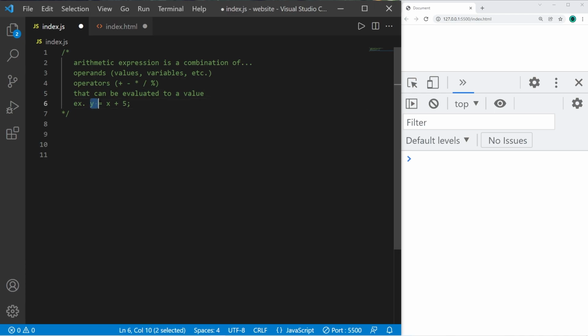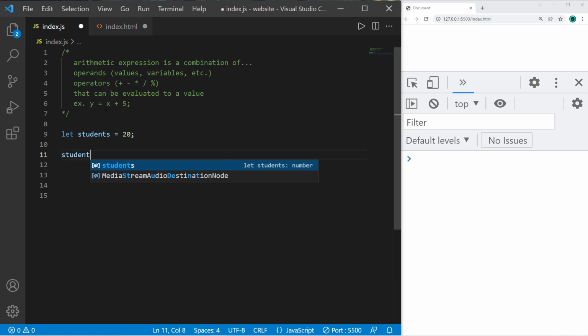For example, y equals x plus 5. X and 5 would be operands, and the addition sign would be the operator. Just really quick, let's cover a few. Maybe we have a variable named students. We're a teacher and we have a whole class of students to keep track of. I need to add one student.